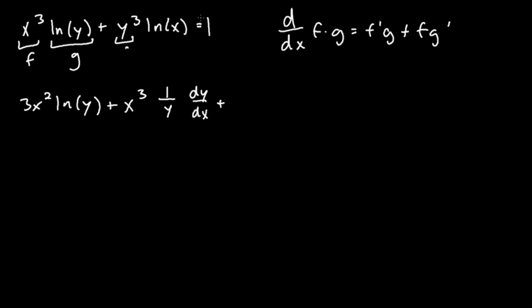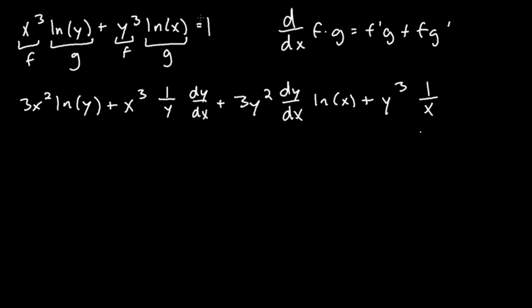Then we get to use product rule again. So this is f, and this is g in this case. So f prime is 3y squared dy over dx. Anything with a derivative of y has to be multiplied by dy over dx. That's times g, which is just ln of x, plus f, which is just y cubed, times g prime, which is just 1 over x. Now, all we have to do is simplify this a little bit.